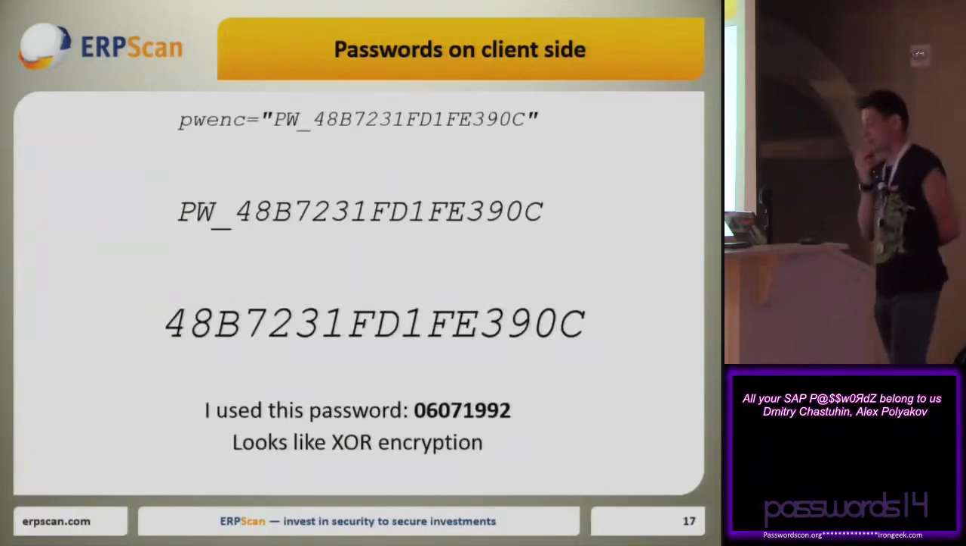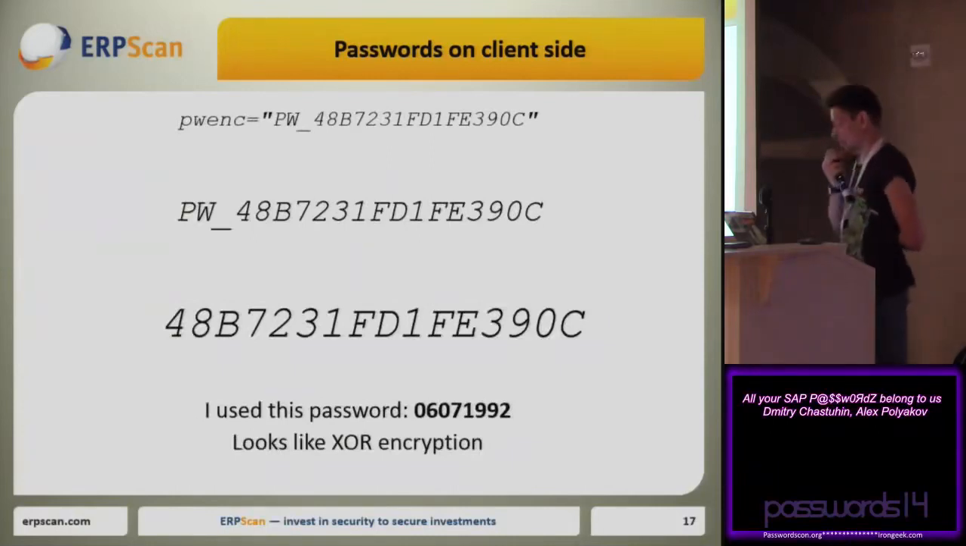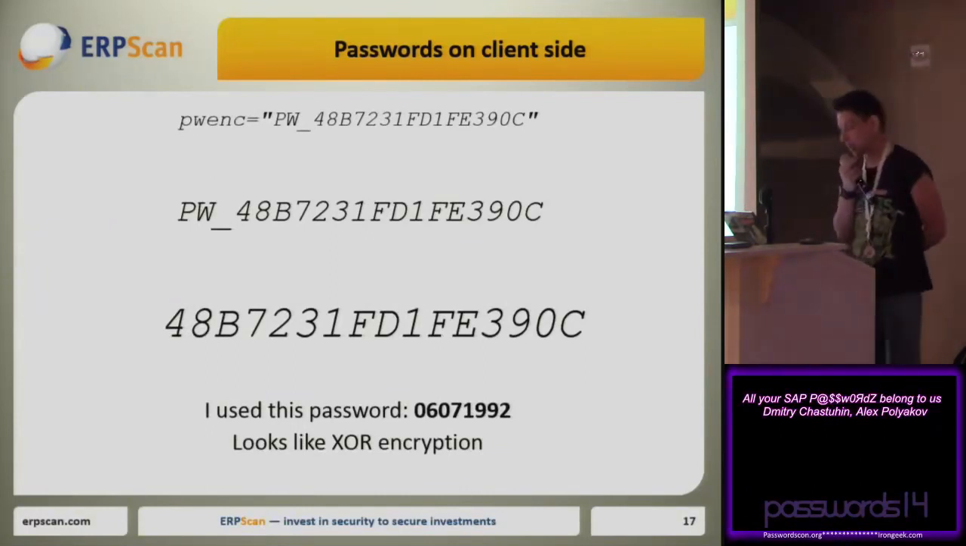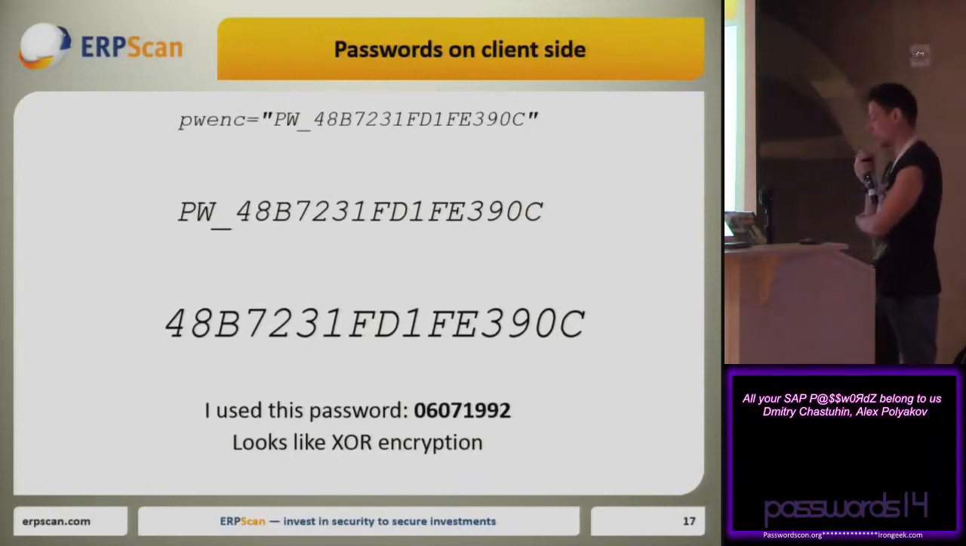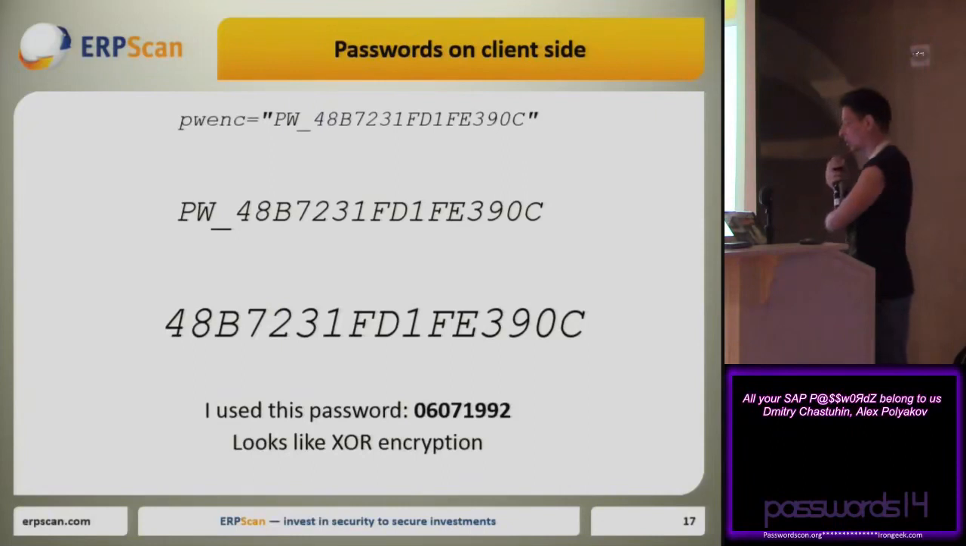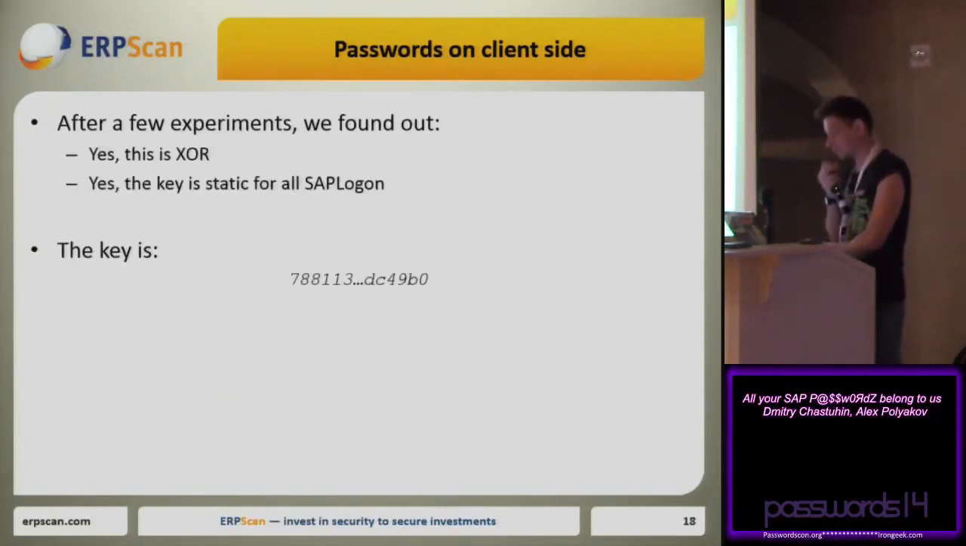So this is a string with an encrypted password. PV is just static chars. After that comes the encrypted password. In my shortcut, I saved the default password 06071992, and as a result, I got this hex string which looks like an XOR-encrypted password.